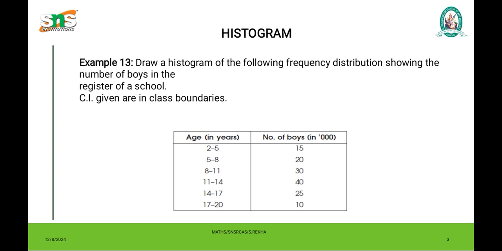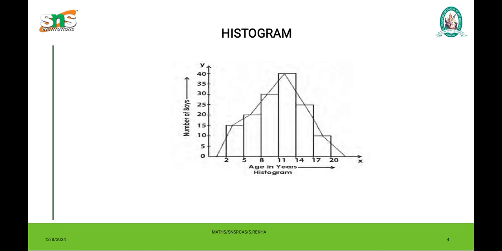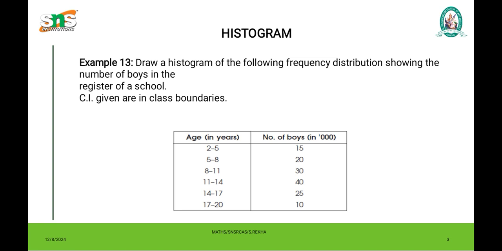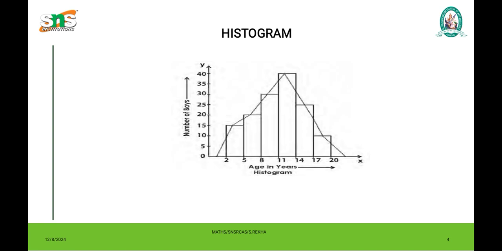A histogram is applied only for class intervals, based on the relevant class frequencies. First of all, we have to draw the axes: the age in years on the x-axis and the number of boys on the y-axis. On the x-axis you mark 2, 5, 8, 11, 14, 17, like that, as the data is given, and on the y-axis you can mention the scale. Based on the range of the distribution, you can give either 5, 10, 15, 20, or else 10, 20, like that.